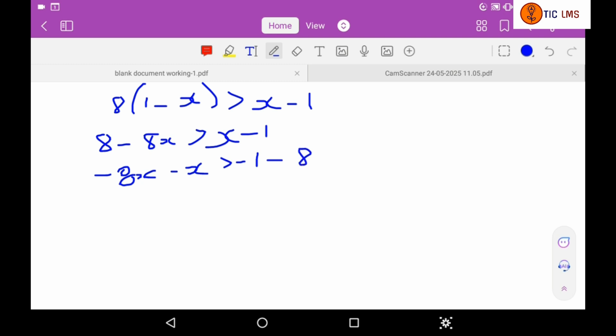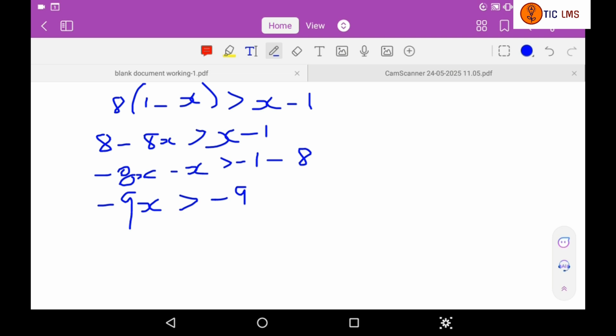So you need to be watchful of these negatives. Now, negative 8x minus x means, this x means 1x. So negative 8 minus negative 1... Now, talking about this particular one, that's going to give us negative 9 with an x greater than negative 1 minus 8, and that's going to give us negative 9. Now at this point, we want to find the value of x. And how is that done?